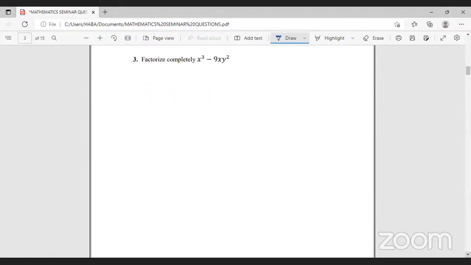Number 3 says factorize completely x to the power 3 minus 9x y squared. So who is prepared to take us through this number?